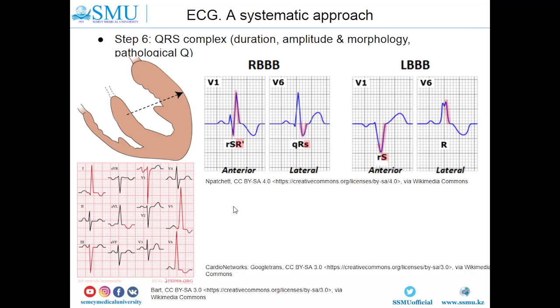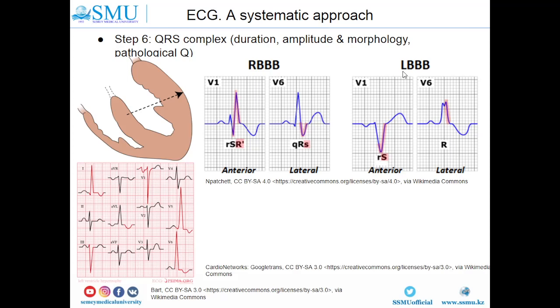We can also detect typical patterns of right or left bundle branch block. In case of RBBB, we can find the typical small r, large S, and large R with apostrophe pattern in V1. The QRS complex will look like the letter M in V1, and we can detect deep S waves in V6.